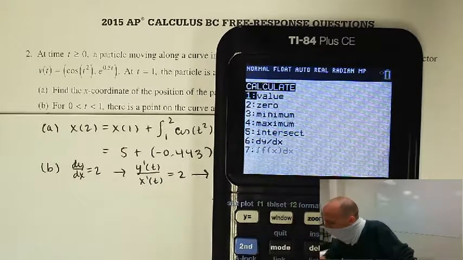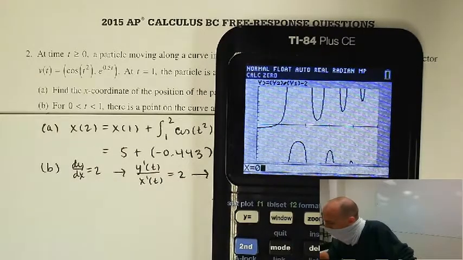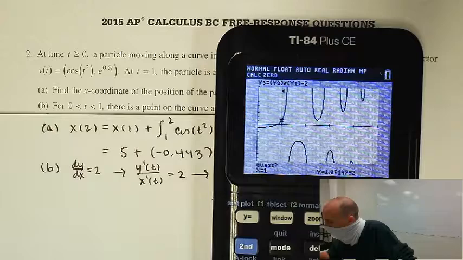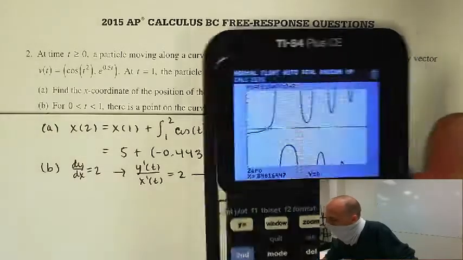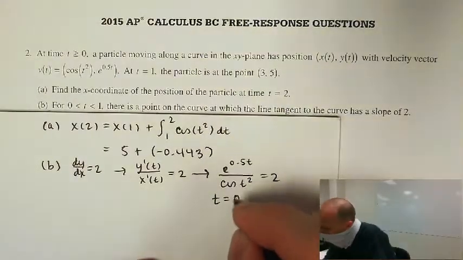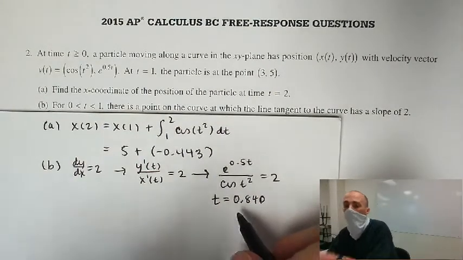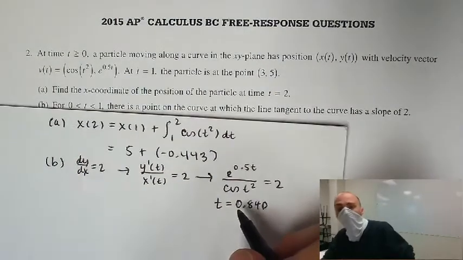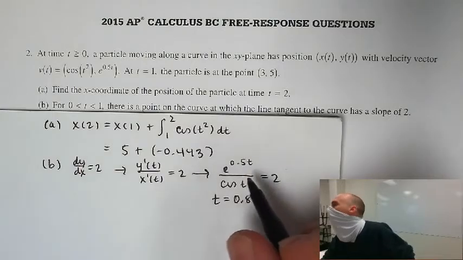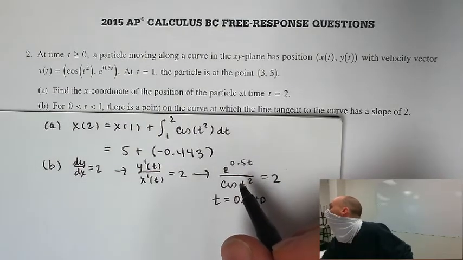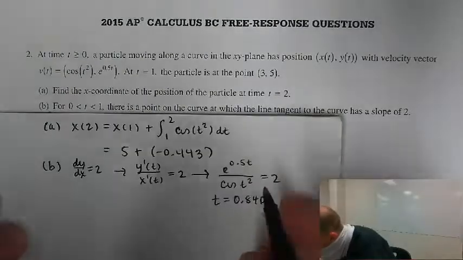All right, so I'm going to calculate a zero. Zero is the left bound, 1 is the right bound, 1 is a good guess. 0.840. One of the things, calculator-wise, if you're going to use the calculator to solve an equation, we need to report what equation we used it to solve. We don't want to just come up with a t-value out of nowhere.